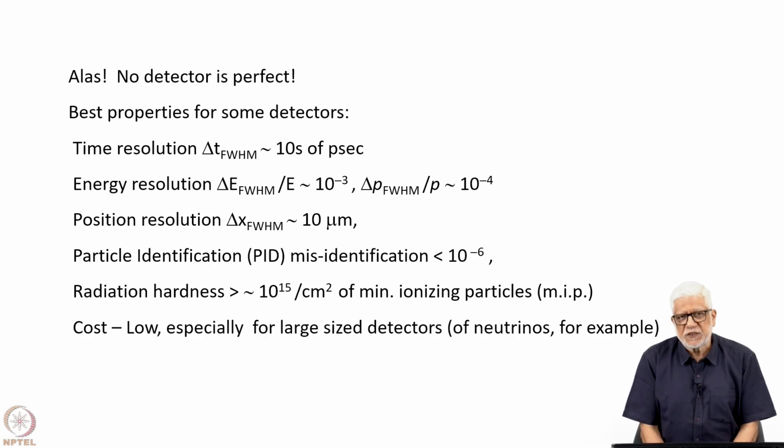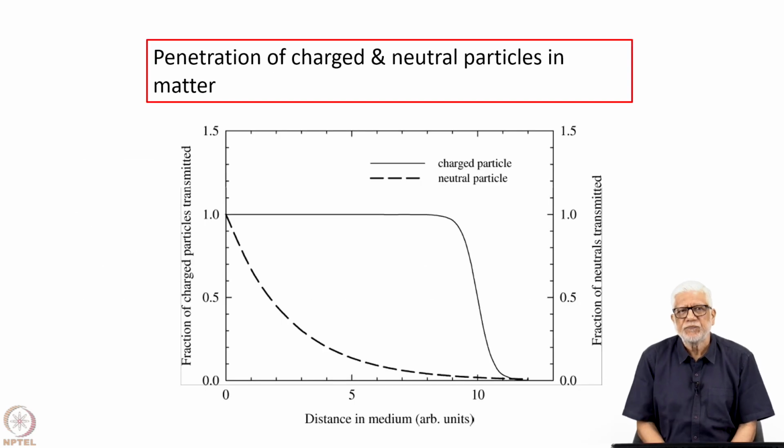Radiation hardness, again, for the best detectors is of the order of 10 to the 15 particles per square centimeter. This can be over a period of time, and then they go bad. They start losing their properties. This is so for minimum ionizing particles. That means the charged particles which have minimum ionization. That happens typically of the order of 1 GeV per nucleon, and less, of course, for electrons and so on. The cost should be low, especially, as I already mentioned, for large size detectors of neutrinos, or for instance, when you are looking at proton decay and so on searches.